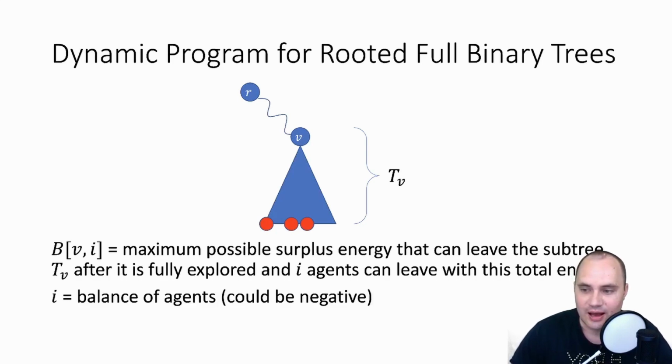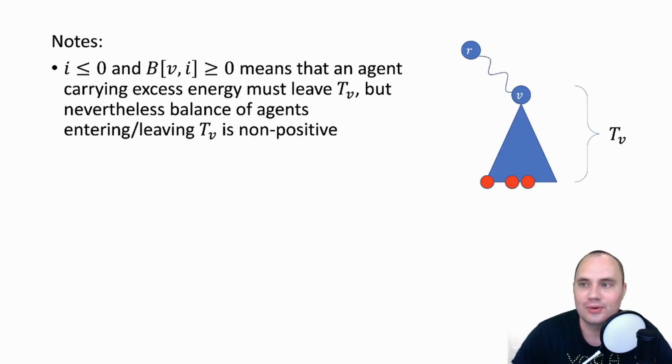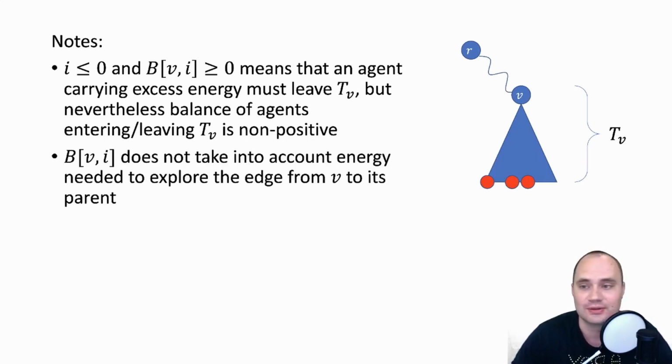It's important that i here refers to the balance of agents, so it could be negative. And i being negative means that some agents need to come into this tree. B(V, i) could also be negative, which indicates that some energy is needed to finish exploring this subtree. There are some important notes: if the balance of agents is negative but the balance of energy is positive, it means that some agent must leave the tree to carry the extra balance of energy out of it, but overall more agents need to come into the tree.